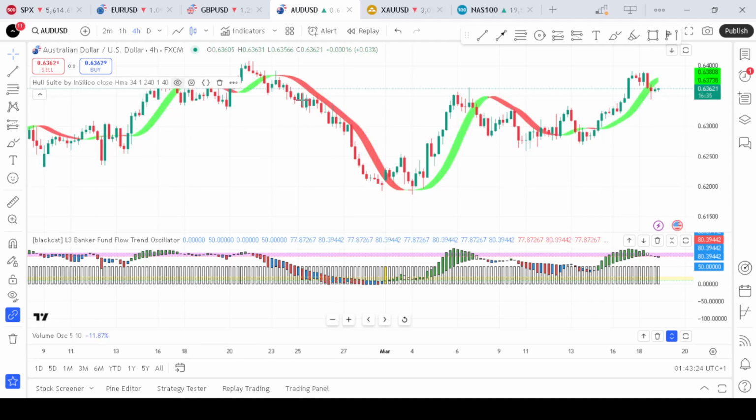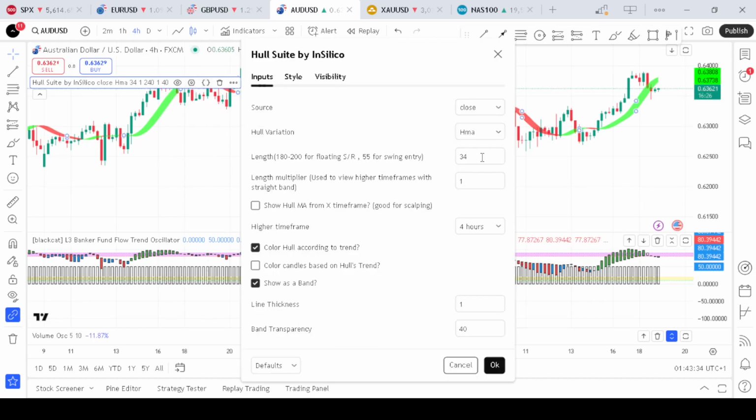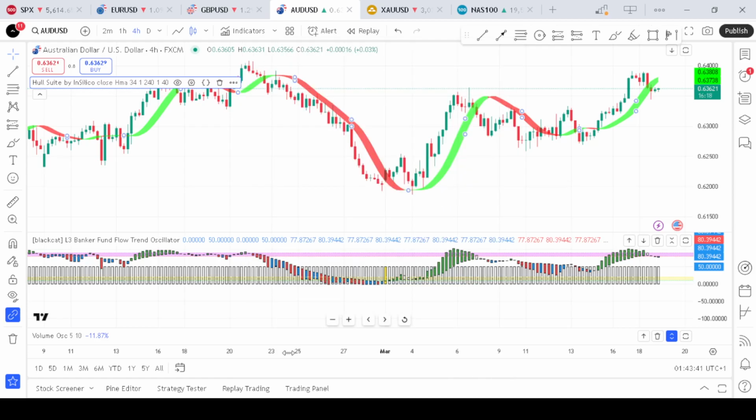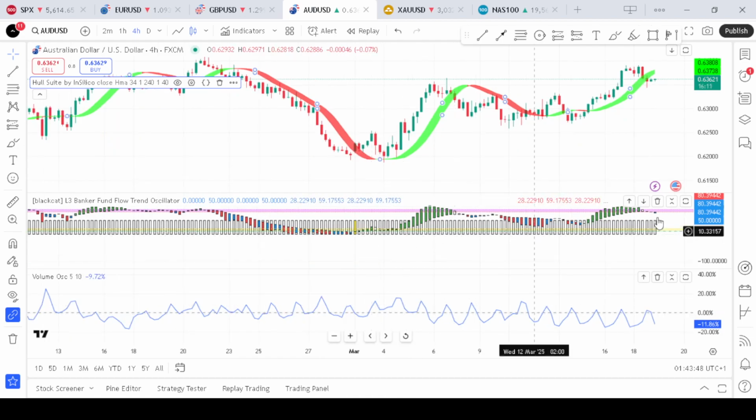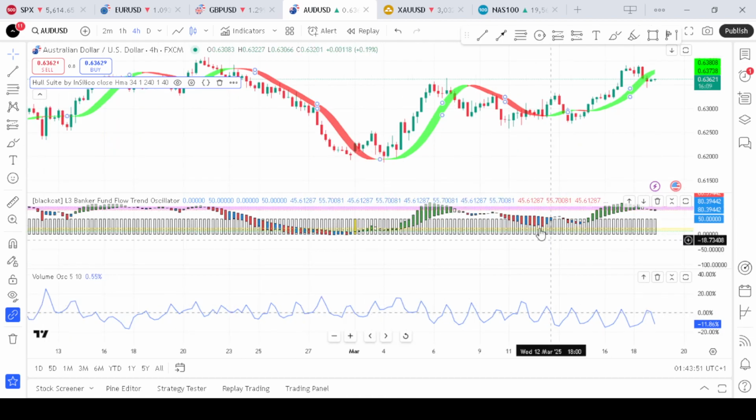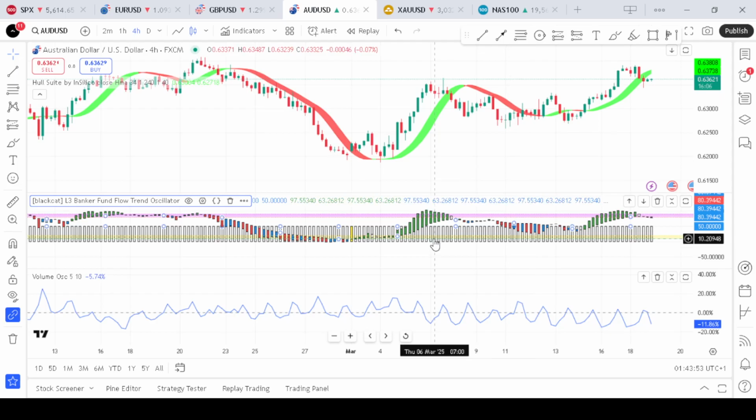The Hull suite indicator is this line indicator that follows price action, and we'll be setting this Hull suite indicator to a period of 34. This will be the period we'll be using for this indicator, and we'll also include our volume oscillator to this strategy, including our volume indicator. So these are the three indicators you would need for this trading setup. The combination of these indicators will provide a comprehensive view of market condition.